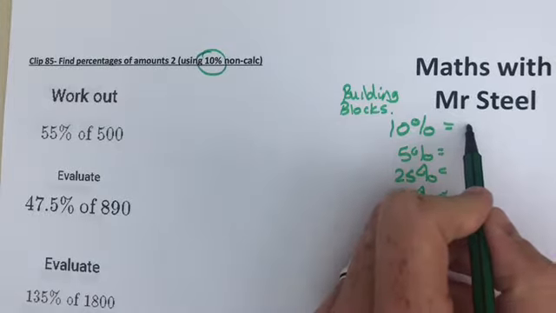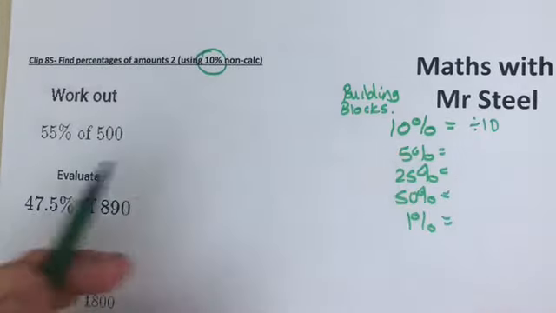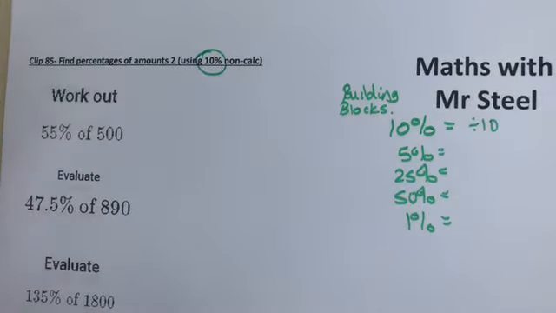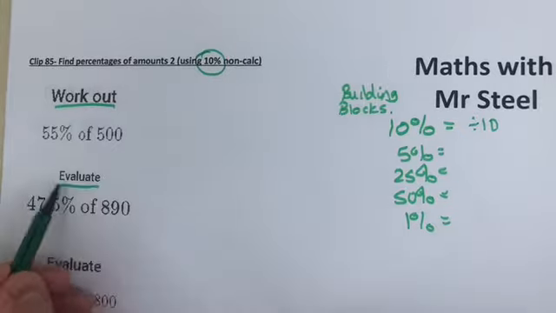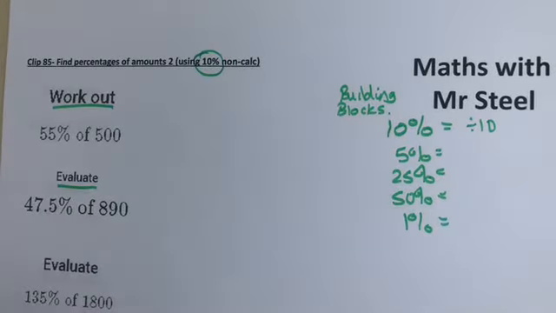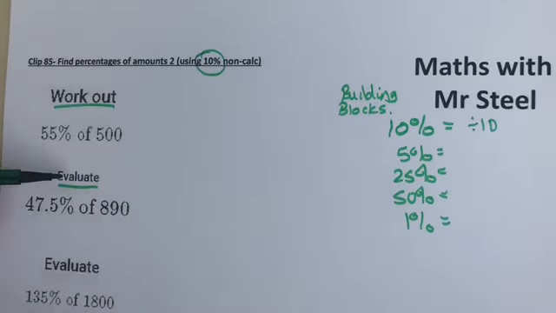To get 10%, we divide by 10 because 10 lots of 10 make 100%. So first one. First of all, just to notice there's two different words, work out, evaluate. They mean the same thing. So in terms of literacy, you need to remember that evaluate means the same as work out.